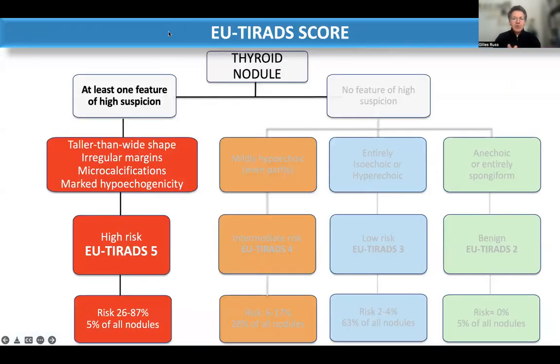So how do you score a nodule? You just have to look for features of high suspicion, and if there is at least one of them, you will score the nodule as EU-TIRADS 5, that is to say at high risk of malignancy. As features of high suspicion, there are 4 of them: a taller than wide shape, irregular margins, microcalcifications, and marked hypoechogenicity. So these EU-TIRADS 5 nodules represent 5% of all nodules.